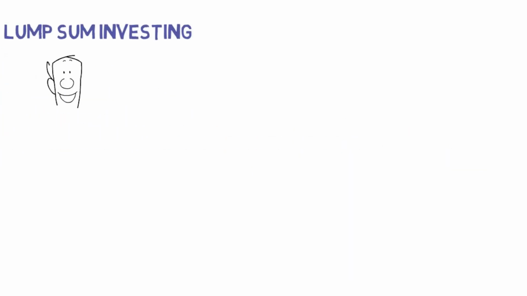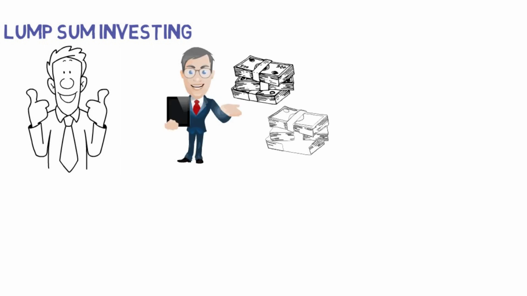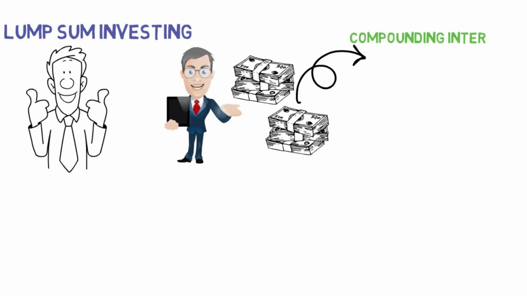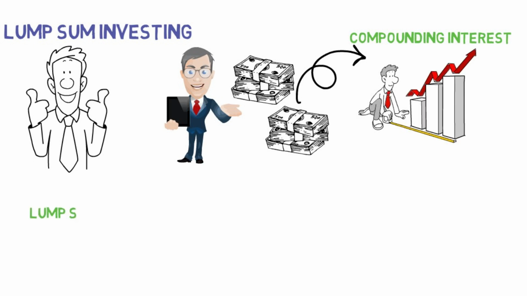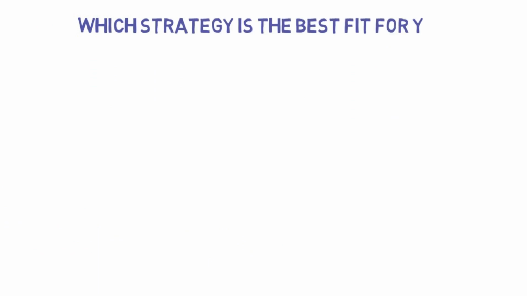On the other hand, lump sum investing has its own advantages. John's decision to invest a lump sum allows him to take advantage of compounding interest and potential market growth right from the start. However, lump sum investing can be riskier, especially if the market experiences a downturn shortly after the investment is made. So, which strategy is the best fit for you?